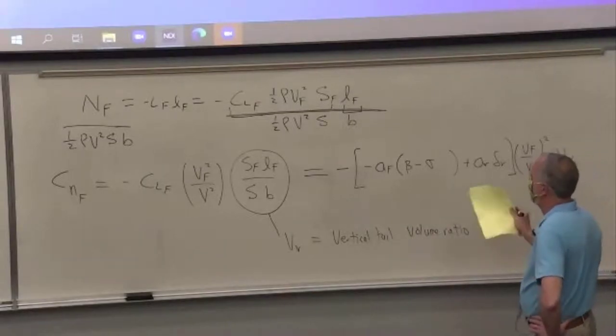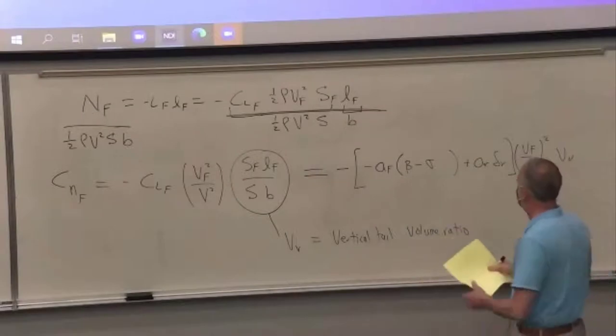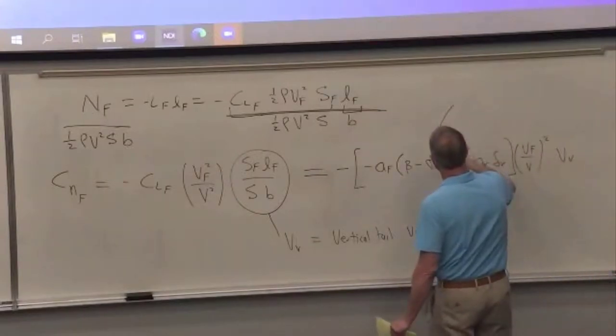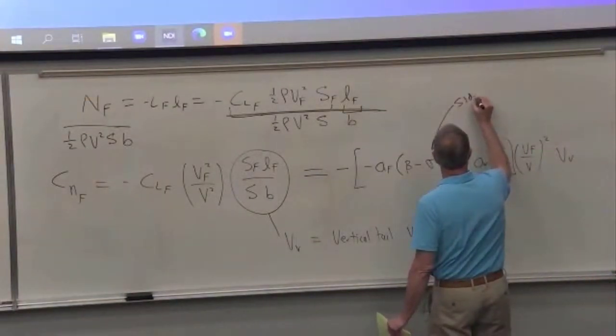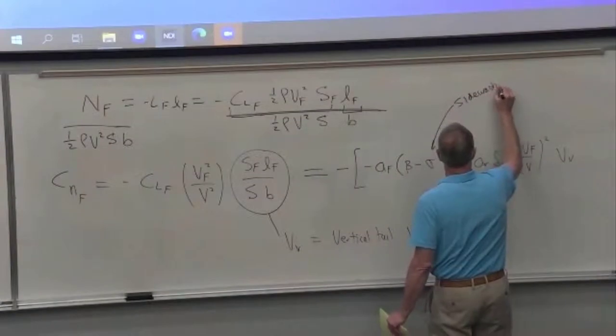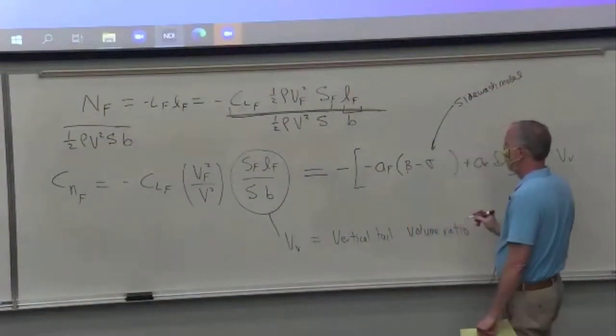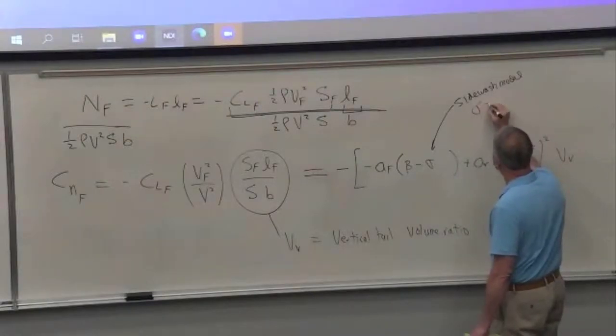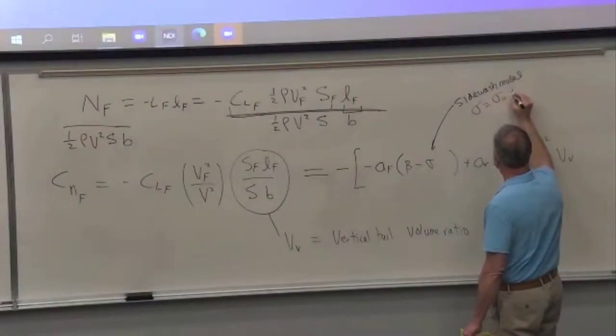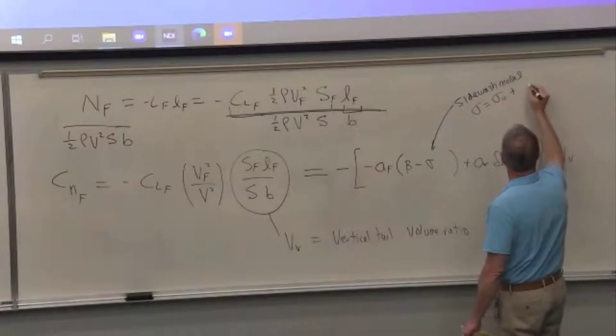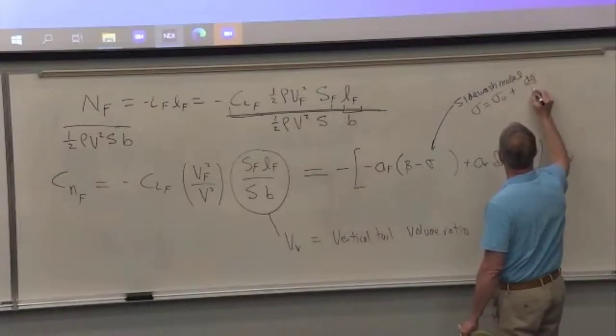So that's our lift model for CLF. And then we're going to plug in a typical sidewash model. Just like we had a downwash model, we say that the sidewash is some constant value plus how the sidewash changes with beta.